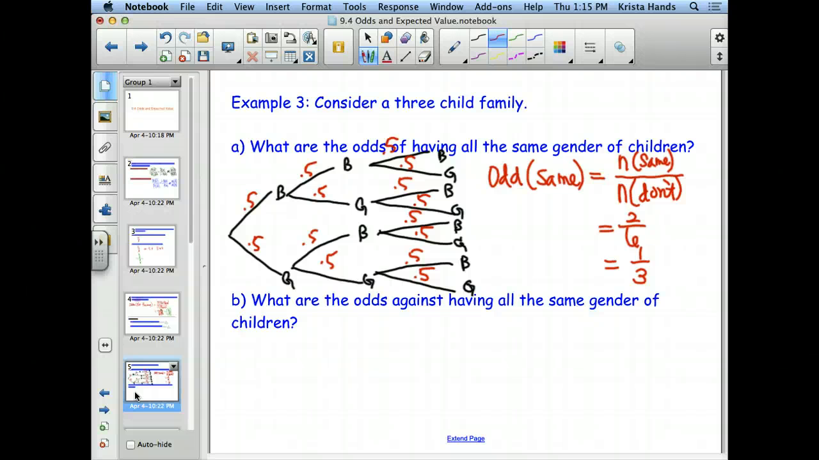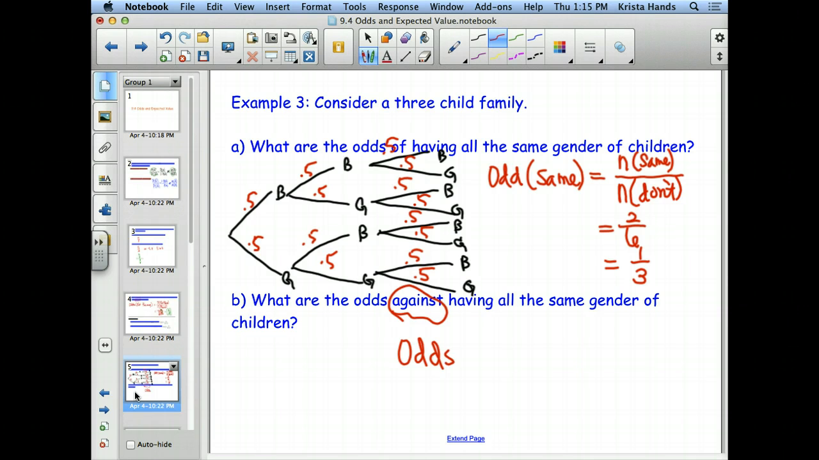So there is a 1 to 3 odds of having a family that has 3 children all the same gender. How can I find the odds against? That'd be 6 to 2, wouldn't it? Which reduces to 3 to 1. Right. The odds against is the reciprocal of the odds for an event happening, right?